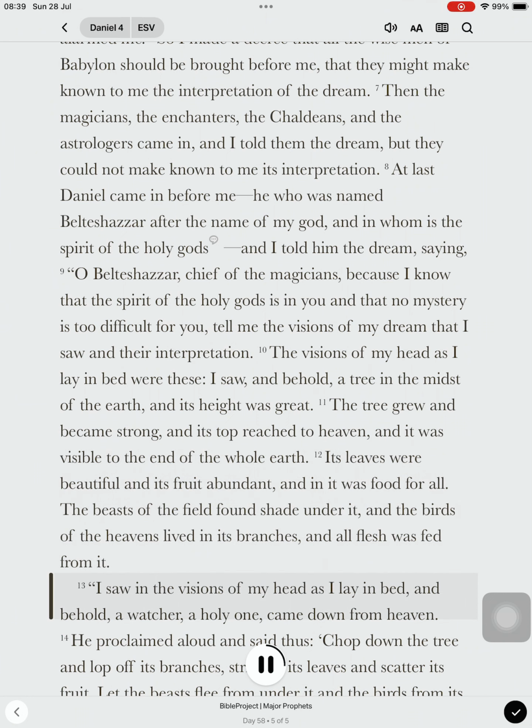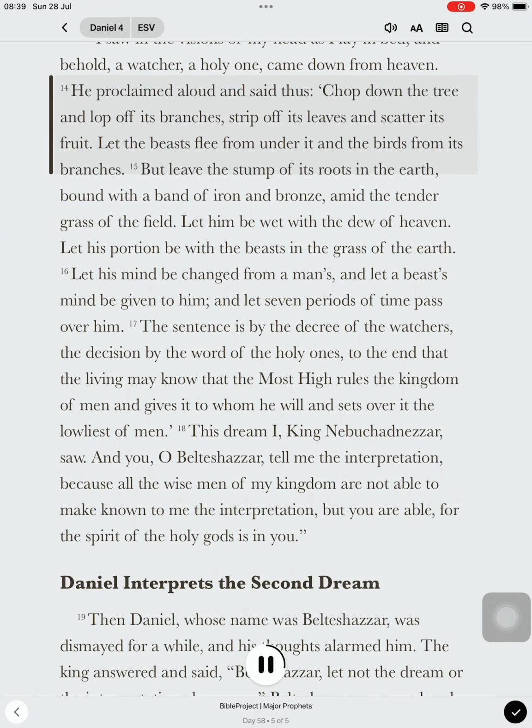I saw in the visions of my head as I lay in bed, and behold, a watcher, a holy one, came down from heaven. He proclaimed aloud and said thus, 'Chop down the tree and lop off its branches, strip off its leaves and scatter its fruit. Let the beasts flee from under it and the birds from its branches. But leave the stump of its roots in the earth, bound with a band of iron and bronze, amid the tender grass of the field. Let him be wet with the dew of heaven. Let his portion be with the beasts in the grass of the earth.